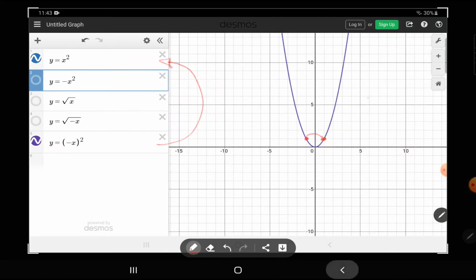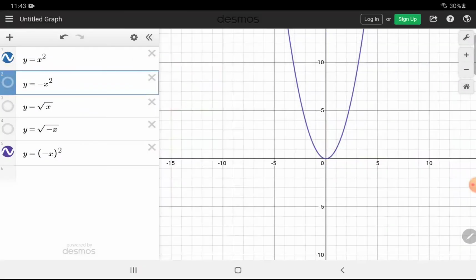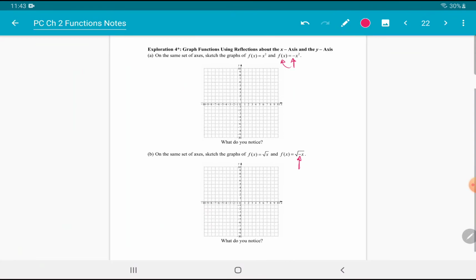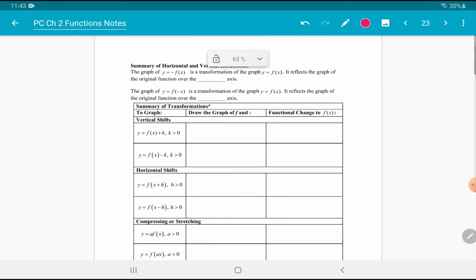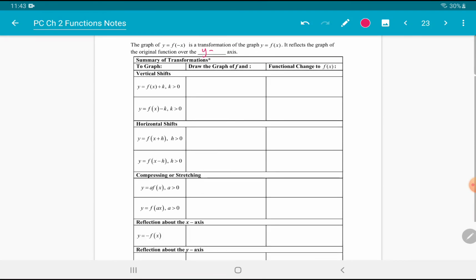Okay. All right, so let's summarize everything. Go back to our worksheet. And we're basically saying now that the graph of y equals negative f of x is a transformation. It's a reflection across the x-axis. And if you have the negative contained within the function itself, so y equals f of negative x, it's a reflection across the y-axis. Okay? And that's it.